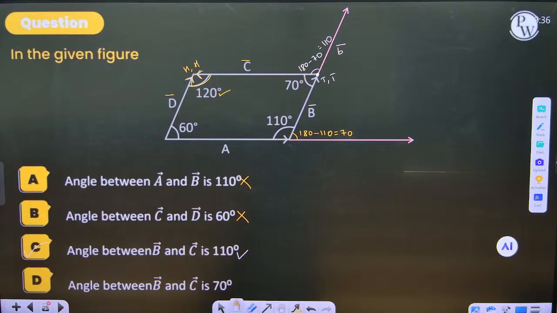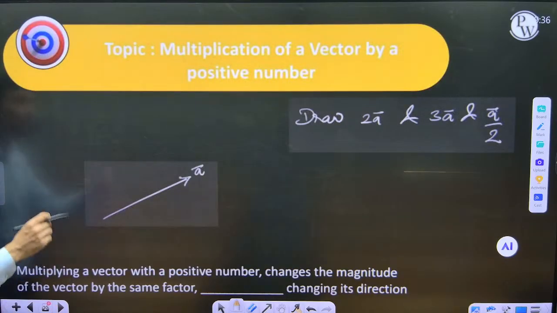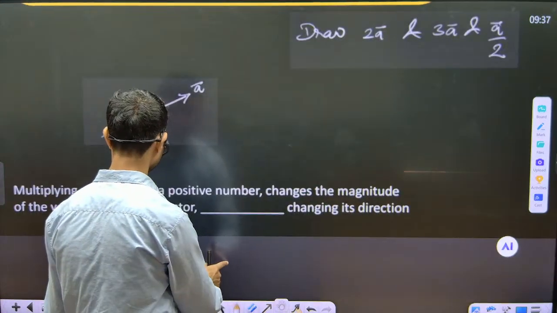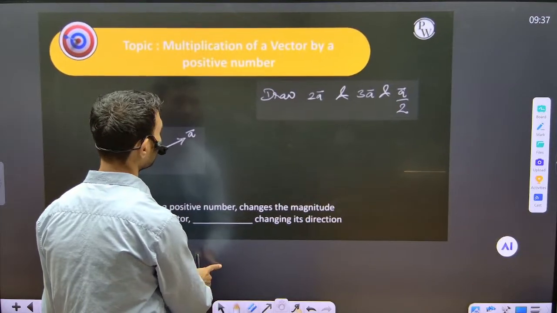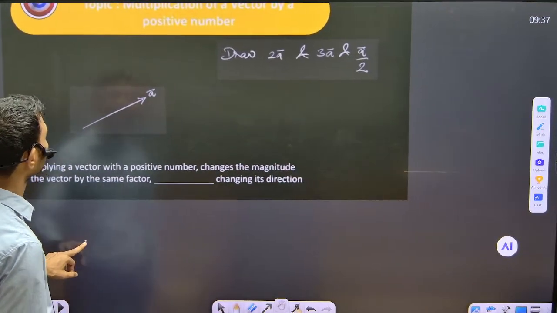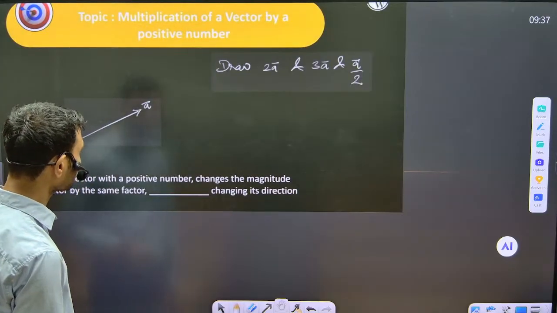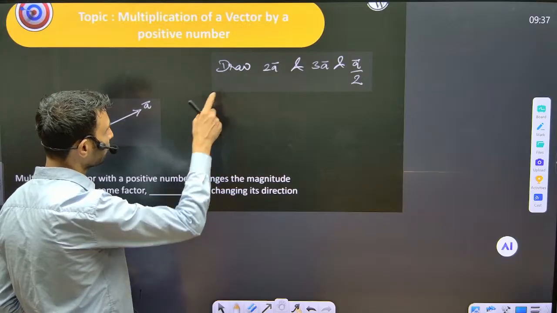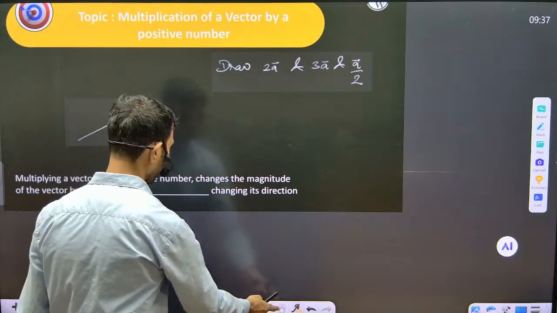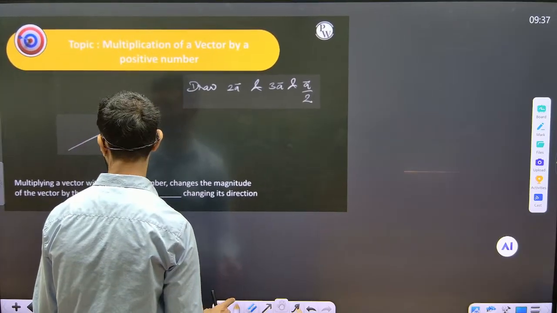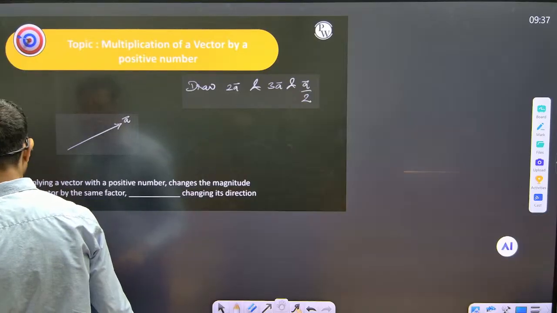Right. So let's go ahead. Multiplication of a vector by a positive number. So let us say that we have this vector a here, and we want to draw 2a. That means you have to draw twice this vector. I want to draw 2a vectors. So how can I do that?